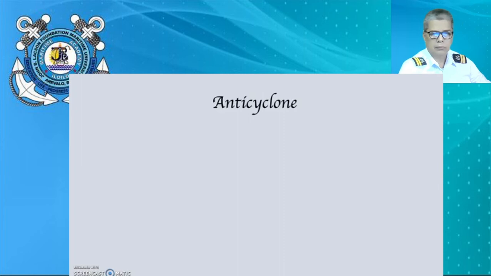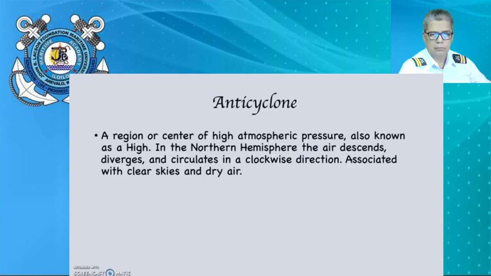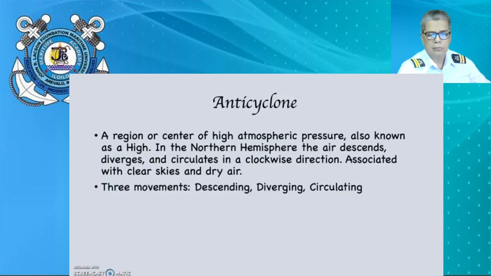The second type of system is called an anticyclone or anticyclonic system. This is a region or center of high atmospheric pressure, also known as a high. In the northern hemisphere, the air descends, which means it subsides, it comes down, diverges, which means it pulls away from the center, and it circulates in a clockwise direction. High pressure systems, anticyclonic systems, anticyclone, high pressure are synonyms, are associated with clear skies and dry air. Again, keep in mind there's three movements: descending, diverging, and circulating.